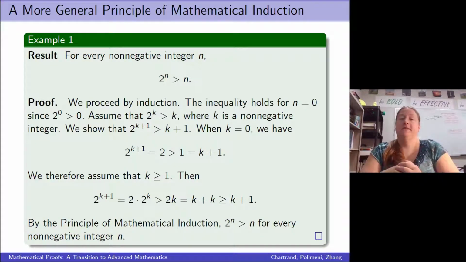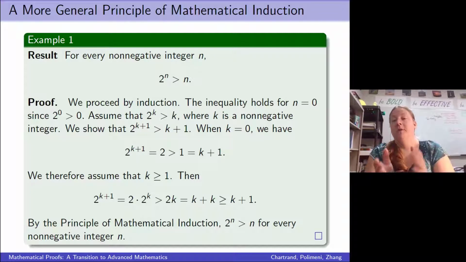So let's take a look at an example. For every non-negative integer n, we want to show that 2 to the n is greater than n. Now notice we're dealing with non-negative integers here, so we're dealing with 0 up to infinity instead of 1 up to infinity like we were dealing with before when we were dealing with the positive integers.